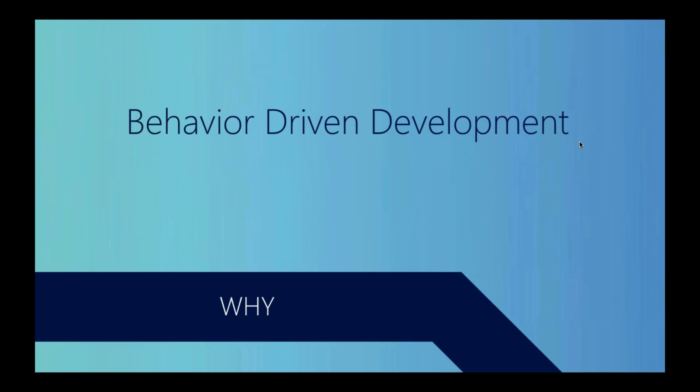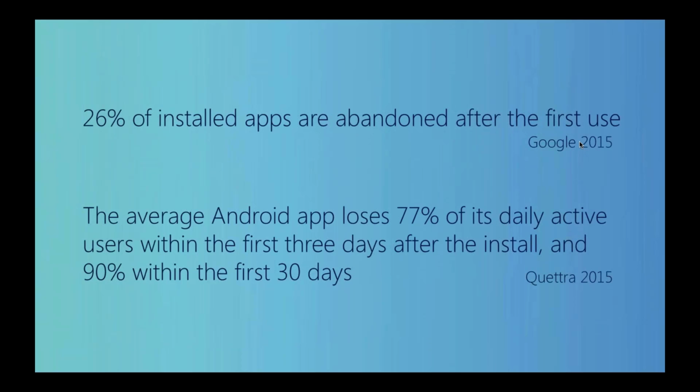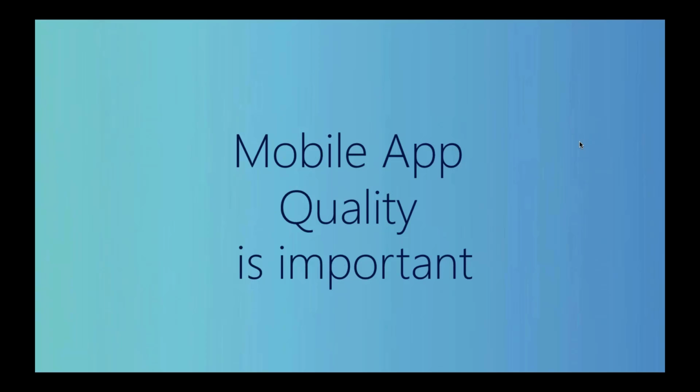So we already covered a bit on why we would like to do this. But if you look at some stats here, 26% of all installed mobile apps are abandoned after the first use, and 77% of Android apps lose their daily active users within the first 3 days. So there are quite a lot of apps that aren't that good, or have competitors that are just better, so people use them. So mobile app quality is really important.